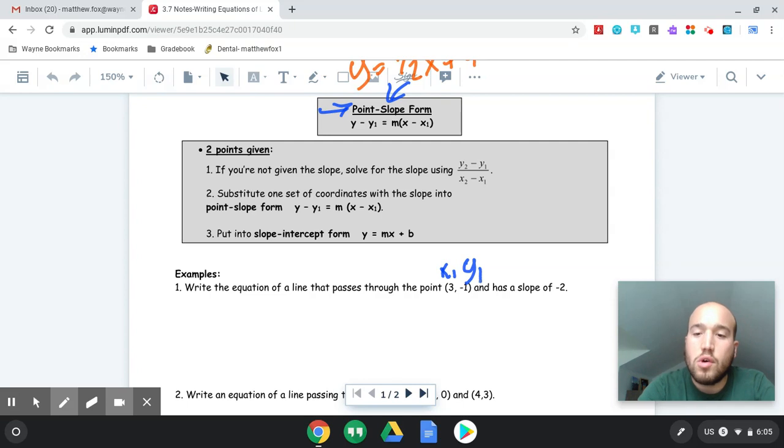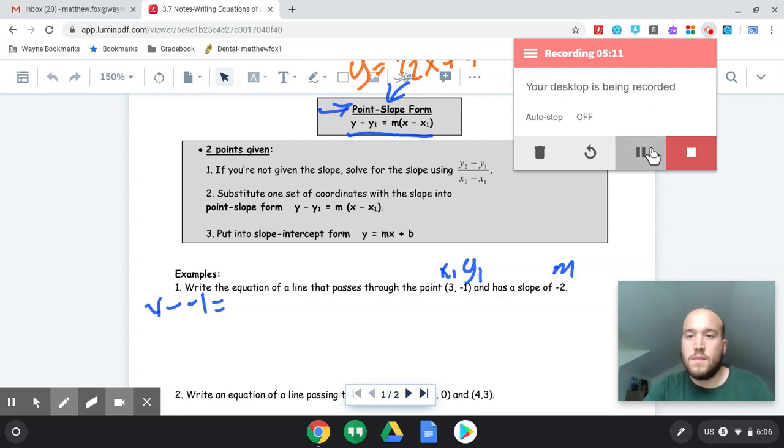Hopefully you remember that slope we represent with m. So now, right here we're going to use y minus y1 equals m times x minus x1. So y minus, instead of a y1, we're going to put this -1 there, equals, and then we'll go ahead and plug in.